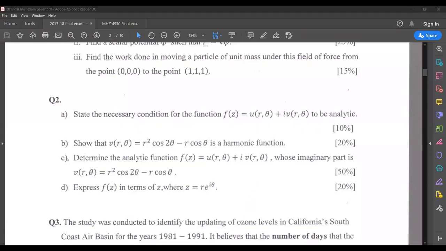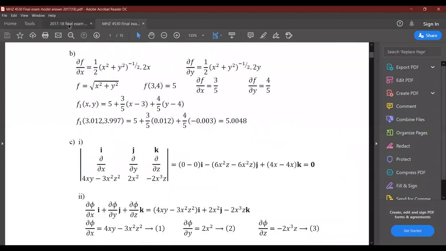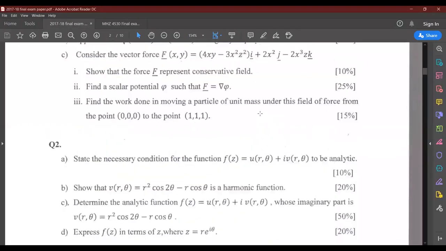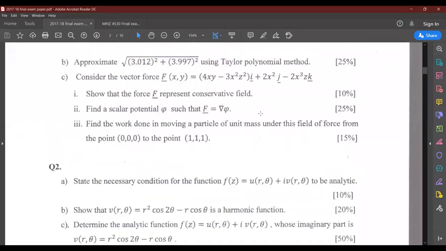Wait, I'll try to send the paper to everyone. I have sent the paper. You can find the new paper in the chat. Just run through it and you will see how much difference there is between the old syllabus and the new syllabus. The third one is a very interesting question.